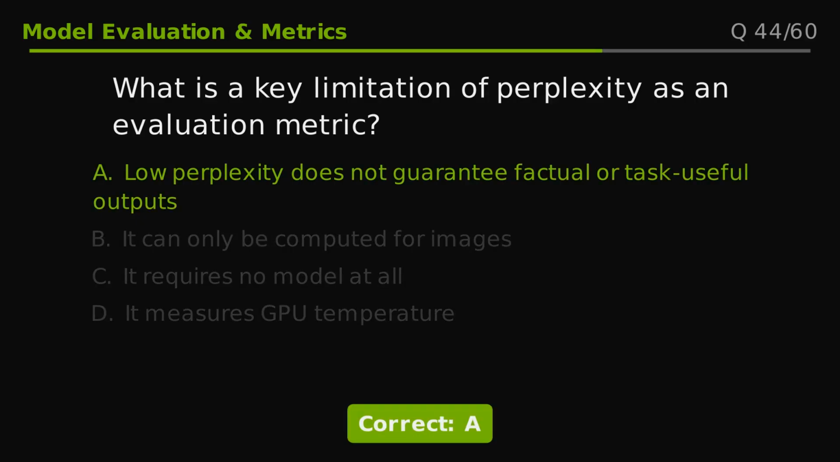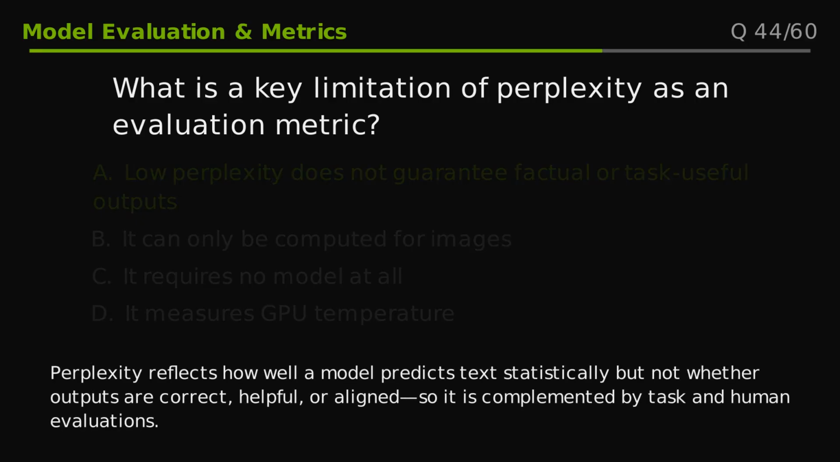The correct answer is A. Perplexity reflects how well a model predicts text statistically but not whether outputs are correct, helpful, or aligned, so it is complemented by task and human evaluations.